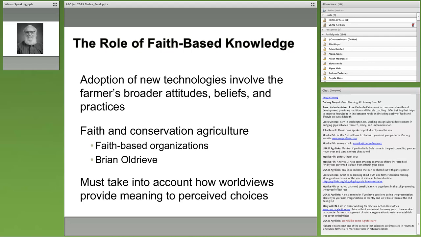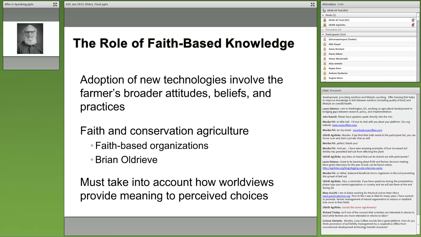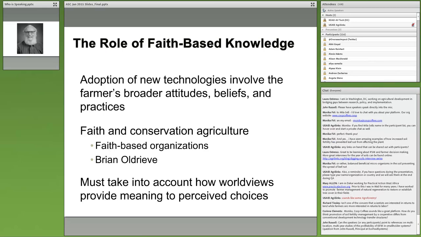The promotion of conservation agriculture has tapped into this. Faith-based organizations, international donors, and non-governmental organizations have been at the forefront of promoting conservation agriculture in sub-Saharan Africa, utilizing the Judeo-Christian ethic of environmental stewardship, citing biblical texts that place emphasis on caring for God's creation.